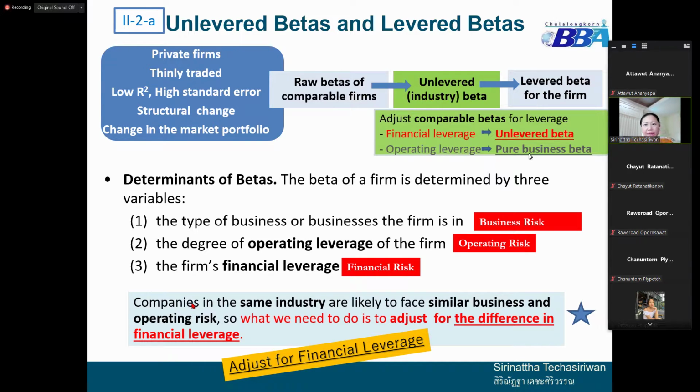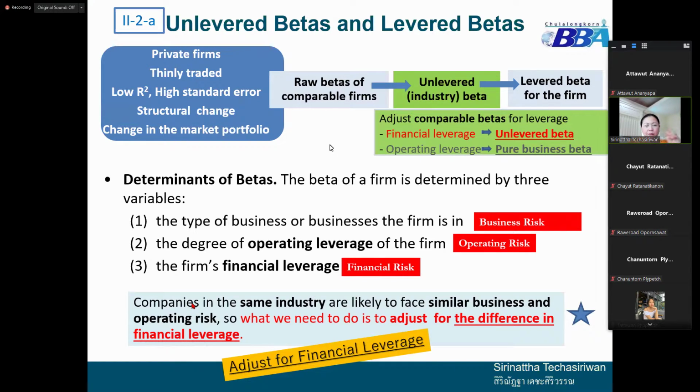So after we have the pure business beta of the comparable firm, we re-lever it back to the target cost structure of the company that we want to analyze. With the target cost structure of the company that we analyze, we come up with the unlevered beta of the company, and then we re-lever it back to the target debt ratio of the company that we analyze. So we have the levered beta of the firm that we analyze. This is basically the step.